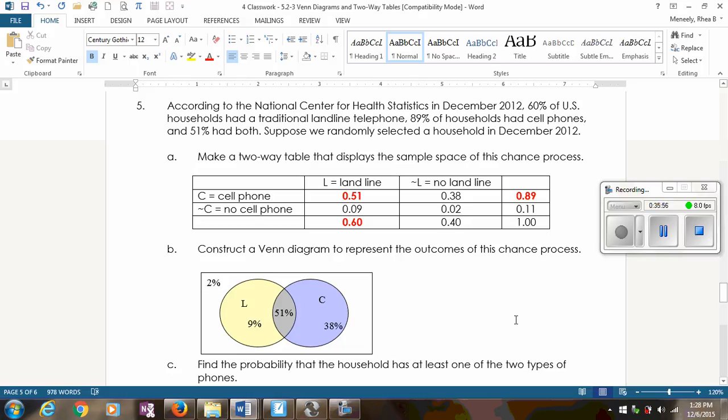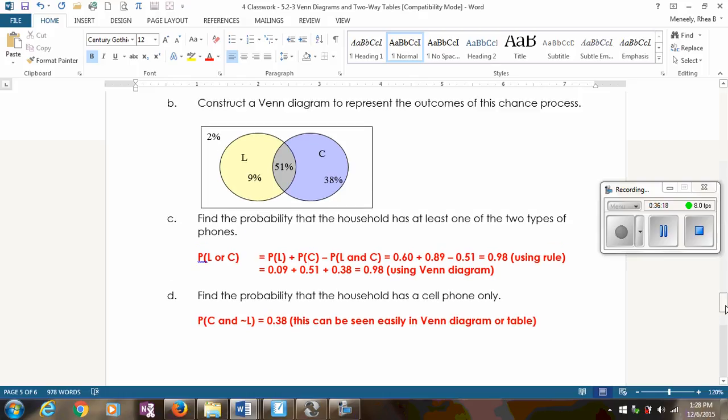When I'm constructing my Venn diagram, I'm just going to plug in these numbers. So I know that 51% have both. That's going to correspond to my overlap. I know that 9% have just a landline and no cell phone. I know that 38% have a cell phone and no landline, and I know 2% have neither. When we start to go through our probability rules, now we have two options. We can actually use our rules. This is the addition rule here.